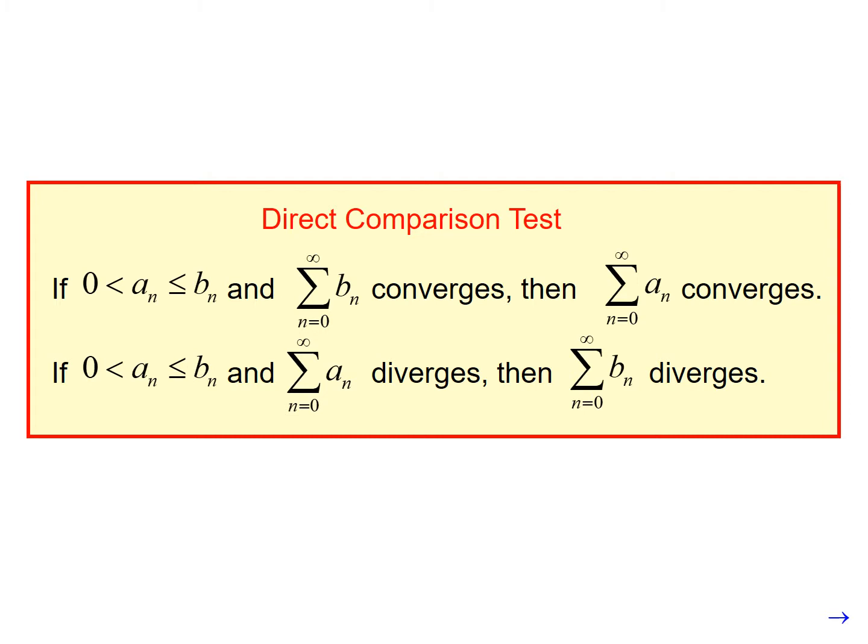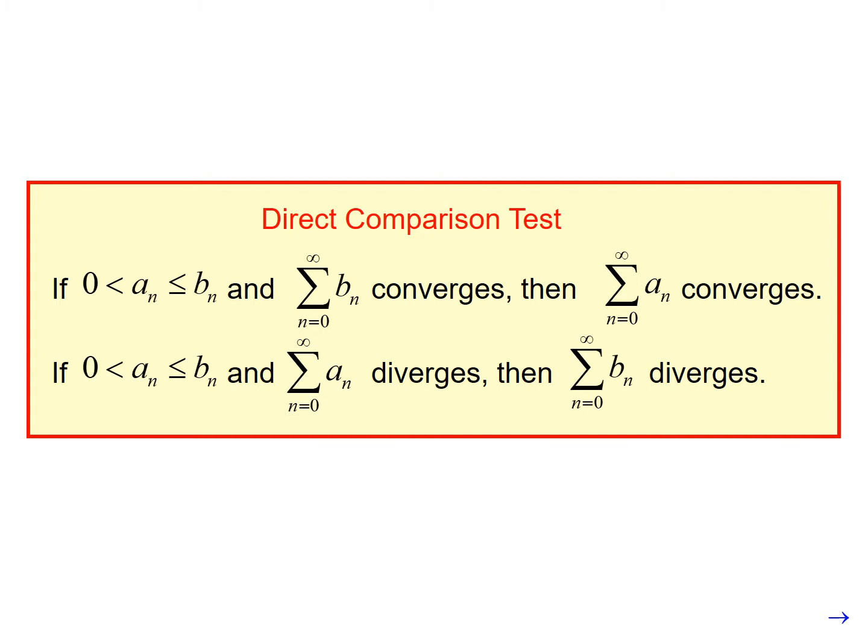Okay, first thing we'll look at is called the direct comparison test. And you can see the conditions here for the direct comparison test. So we have two series. One is the series of a sub n, the other one b sub n. And if the terms a sub n are always less than or equal to b sub n, and if b sub n converges, we can conclude that the sum of a sub n must also converge. And this should make sense because a sub n is always below b sub n. So if those terms from b sub n are going to add up to some finite value, then the sum of a sub n must also add up to some value.